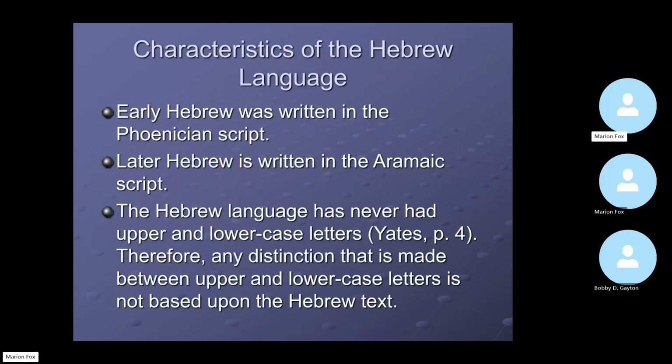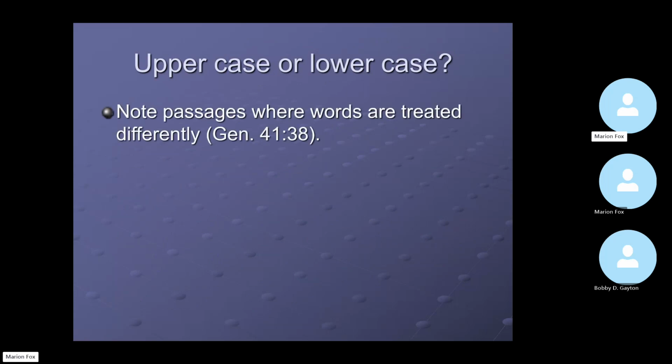The Hebrew language has never had upper and lowercase letters. Yates, page 4, tells us this. Therefore, any distinction that's made in the Old Testament, my understanding is the Aramaic doesn't have them either. Therefore, any distinction that's made between upper and lowercase letters is not based upon the Hebrew text. Same thing applies to the Greek text. Originally, it was all uppercase or called uncial, but we'll get to that later.